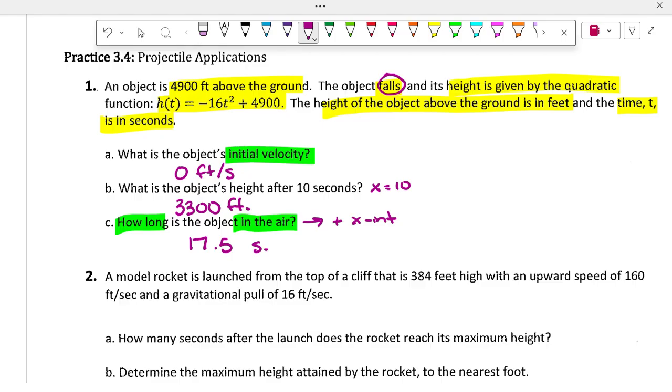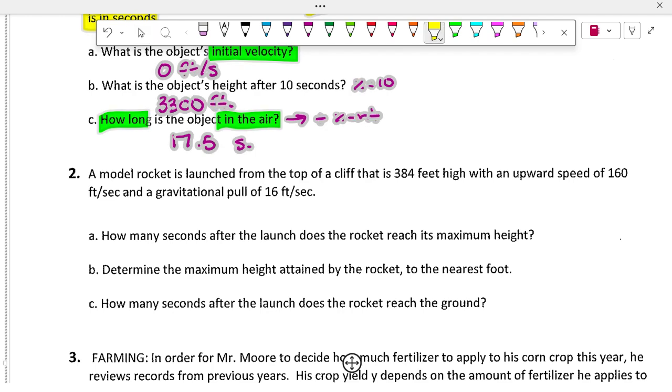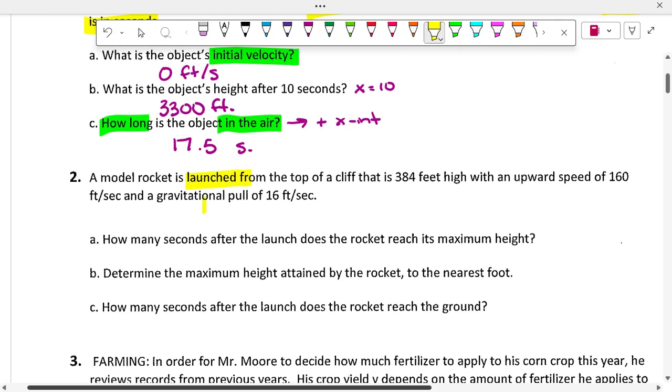Now, remember what I also said. Sometimes they don't flat out give you the function, but they give you enough information to write it. So this next one is an example of that. A model rocket is launched from the top of a cliff, 384 feet high, with an upward speed of 160 feet per second and the gravitational pull of 16 feet per second. Since it's in feet, we're automatically going to put our negative 16x squared. You're always going to start with that.